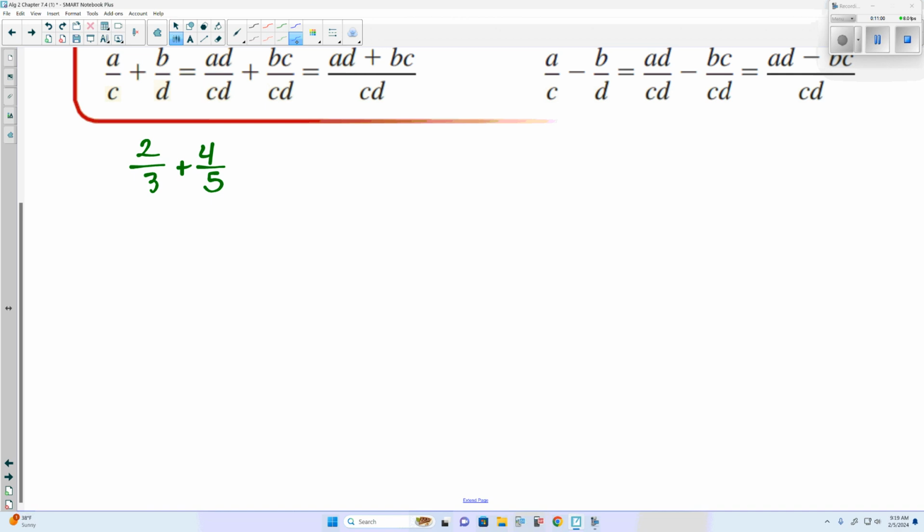15, because we're trying to see what I need to turn this 3 into and this 5 into so that they are the exact same. And 15. Now what this is called is least common multiple. Least common multiple, it's the smallest number that we can turn both 3 and 5 into.